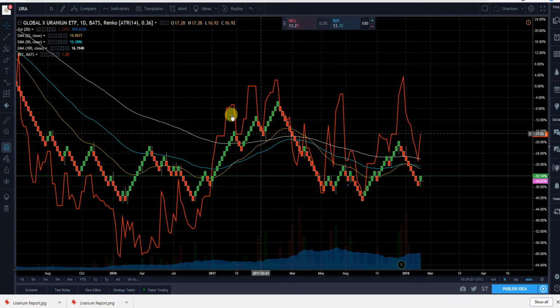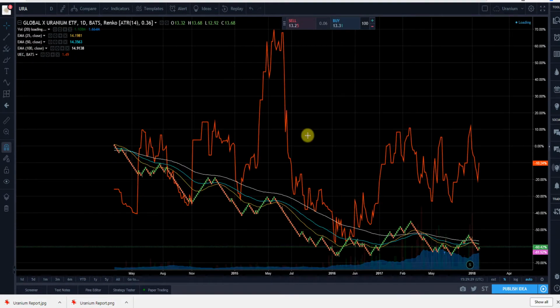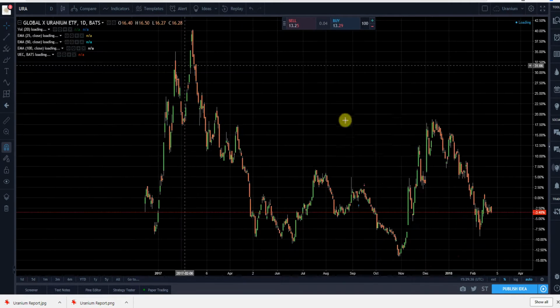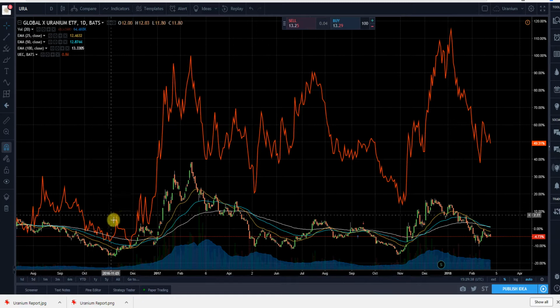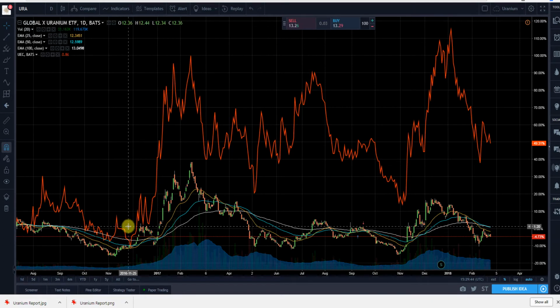Okay. So the red line, and let's put this in candle. So you can see UEC sometimes lags the moves of URA, but then eventually it falls in and follows through. So it kind of got ahead.